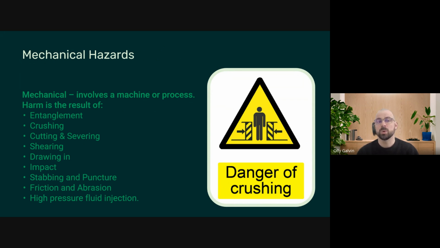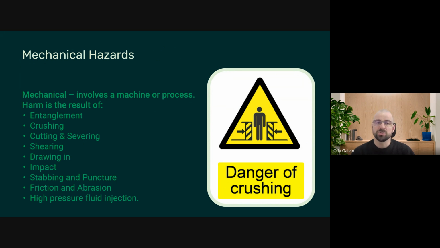Drawing in is what it sounds like. So that's being pulled in or drawn into a machine. It might be if you're working on a conveyor belt and it starts up again, you get caught on that conveyor belt and you're pulled into a machining process. Impact, for example, is being struck by a piece of the machinery. It could also potentially be some flying debris thrown up by the machining process.